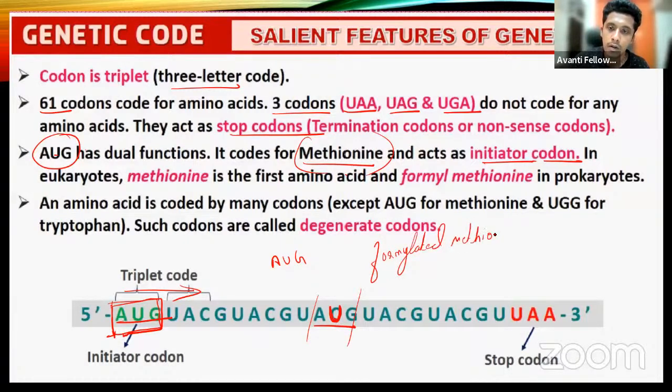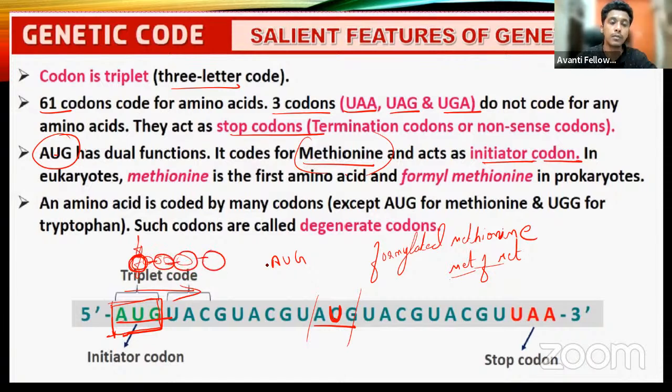Why formylated methionine or methionine? Why do we need formylated methionine? Because it helps in de novo synthesis of amino acid sequences. If this methionine, the amino acid, is formylated, it helps in further assembly. That means it can create the first peptide bond with the second amino acid. That is why we have formylated methionine at the first AUG.